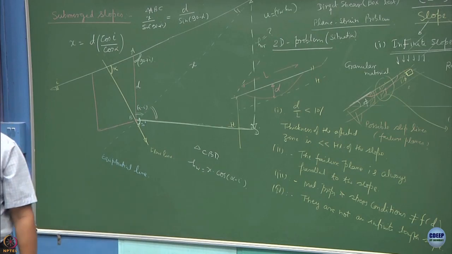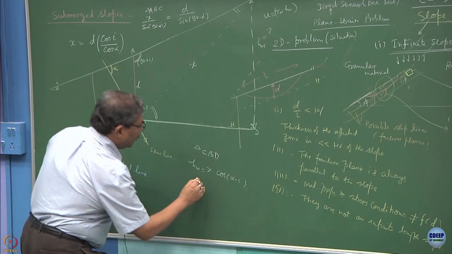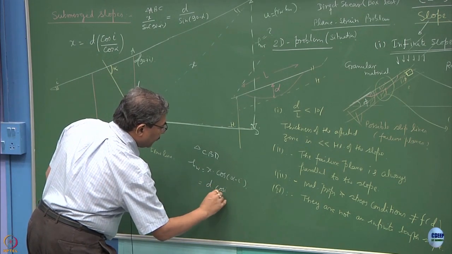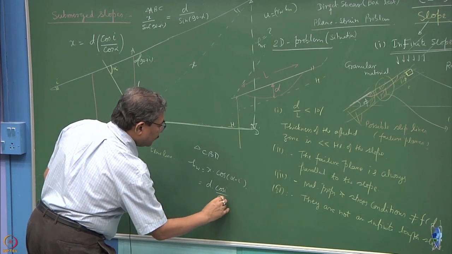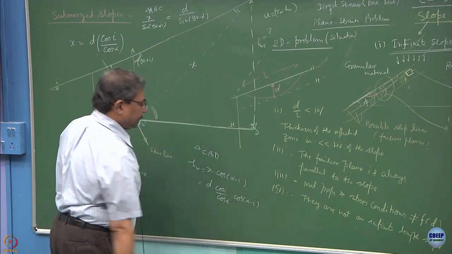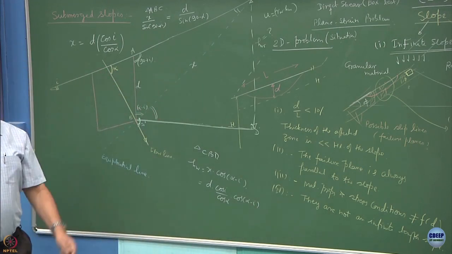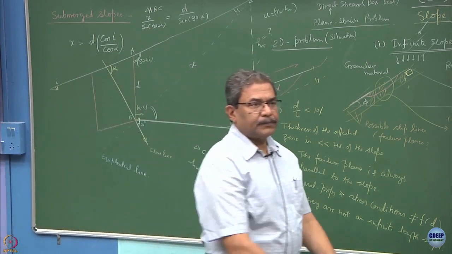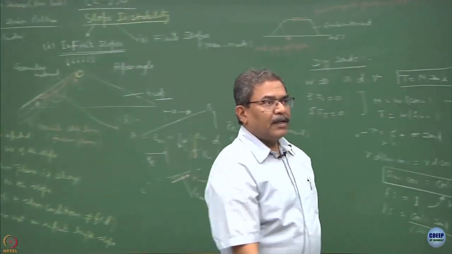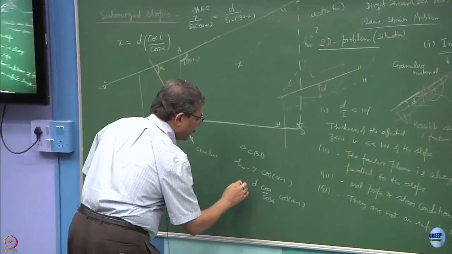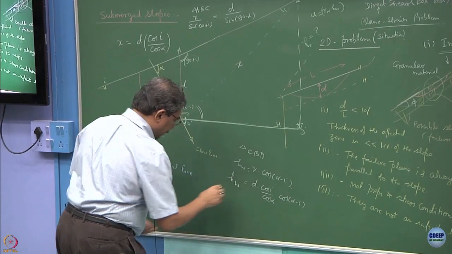Please check it. So, x is equal to d cos i over cos alpha, into cos alpha minus i. This is the relationship which we have got for HW. HW depends upon what, incidentally? Analyze this expression.